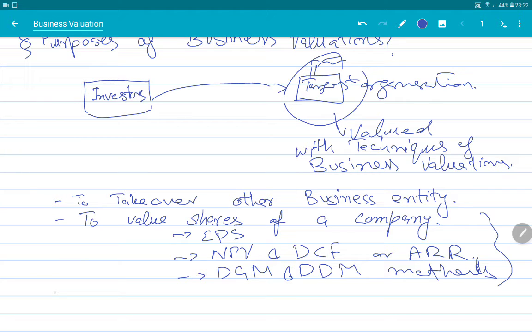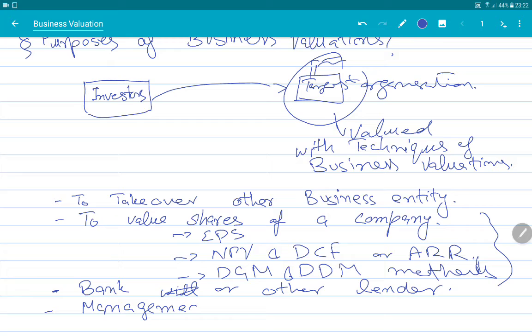The other purpose is that, for example, a bank willing to lend money to the business will be interested in knowing the value of that business. So, a bank or other lender. Management: although management is not going to buy the business, they want to assess their growth and the increase in wealth. They need to know the value of the business and make changes accordingly.